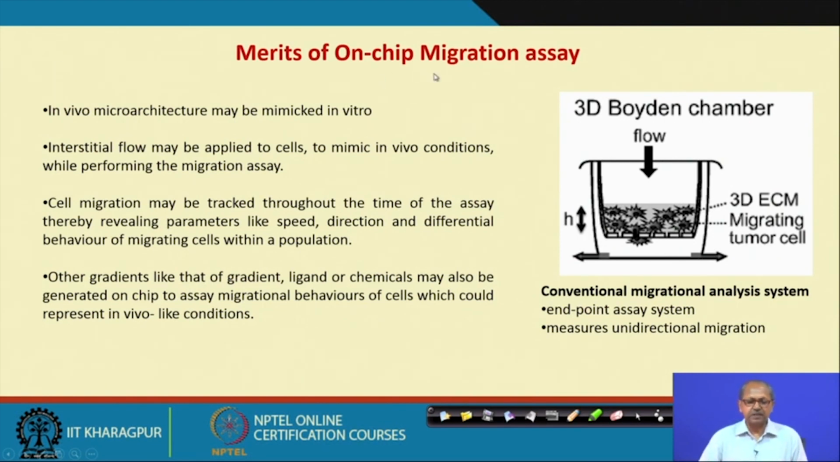So, the merits of on-chip migration assays are the following. In vivo microarchitecture may be mimicked in vitro, and interstitial flow may be applied to cells to mimic in vivo conditions while performing the migration assay. Cell migration may be tracked throughout the time of the assay, thereby revealing parameters like speed, direction, different cell behavior, migrating cells within a population, and other gradients can be imparted in that microfluidic system.